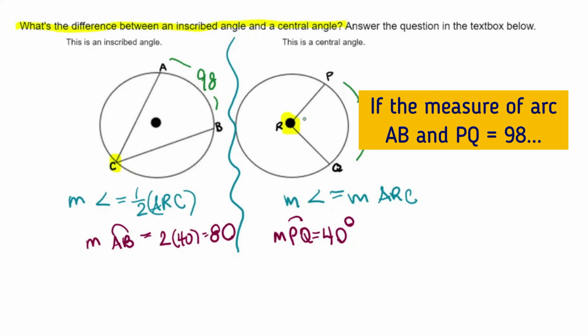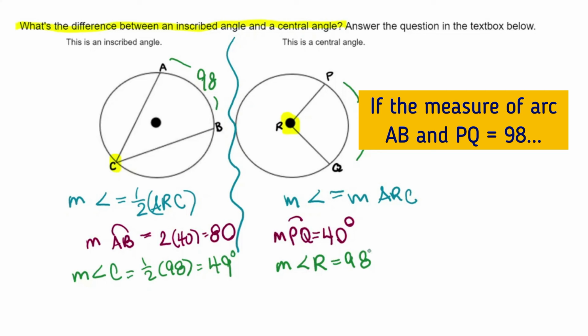The easiest one to start with here is, once again, the central angle, because whatever the measure of the arc is, that's also going to be the measure of the angle. Now, back over to the inscribed angle. Since they gave us the arc, we're going to divide the arc by 2 to find the measure of the angle. So the angle will be 1/2 of 98, which is 49 degrees.